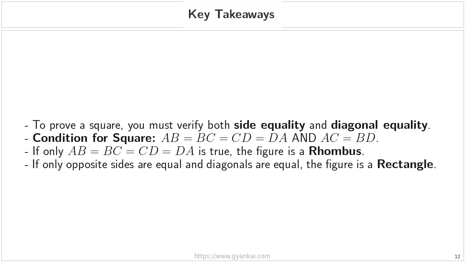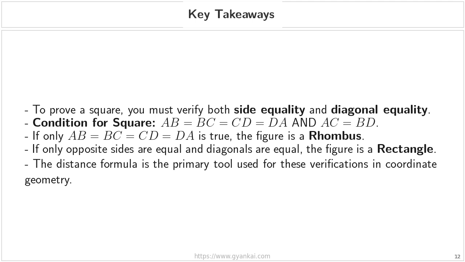Similarly, if you find that only the opposite sides are equal and the diagonals are equal, then you are looking at a rectangle. Finally, always remember that the distance formula is your primary tool for all these verifications in coordinate geometry. Keep practicing those calculations, and you'll master this in no time. Great job today.